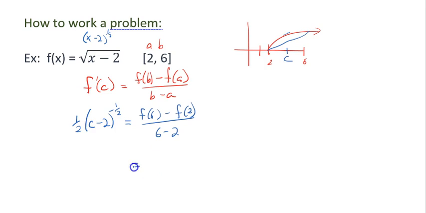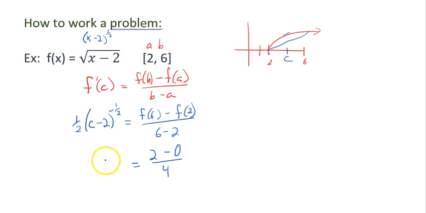Then over here I can figure out what these numbers are. f of 6. If I plug in 6, 6 minus 2 is 4, and the square root of 4 is 2. Then f of 2. 2 minus 2 is 0. The square root of 0 is 0. On the bottom, 6 minus 2 is 4.